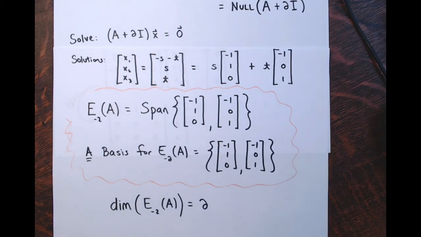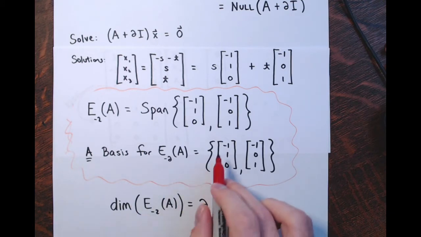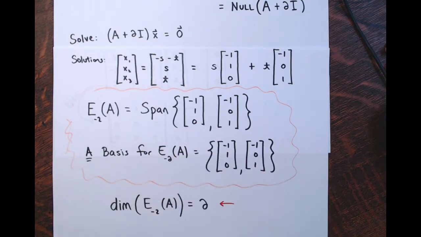And we'll see a little later, this dimension of the eigenspace corresponding to lambda equals -2, the dimension is 2. This number 2 here, the dimension of the eigenspace, is going to be called the geometric multiplicity of lambda equals -2. The geometric multiplicity of that eigenvalue is just the dimension of the eigenspace. And we'll see this later in this section.